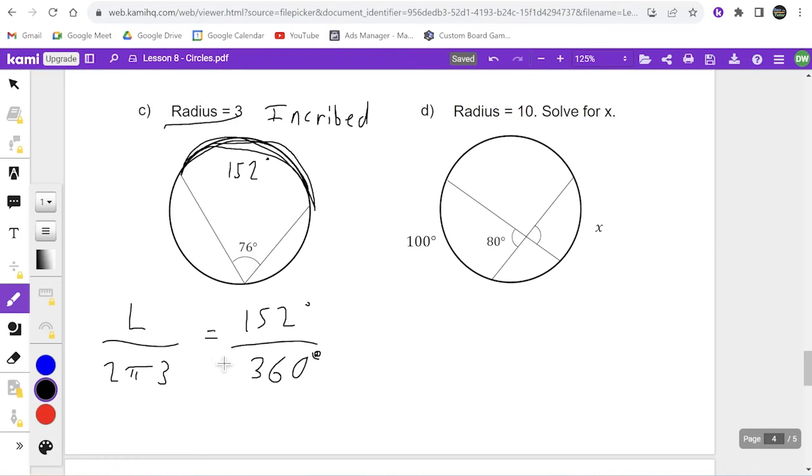Hold up, why can't you use 76? I can't use 76 because that's not the arc measure of the circle. I need the arc of the circle. 76 is the inscribed angle, which is nice to have, but useless to me on its own.